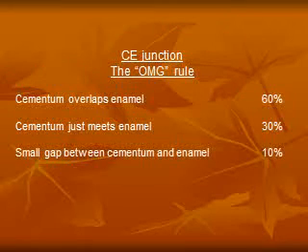The cemento-enamel junction, the meeting point, we call it the OMG rule. Cementum overlaps enamel 60%, and of course this is a blessing from God. Cementum just meets enamel 30%. Small gap between cementum and enamel 10%.